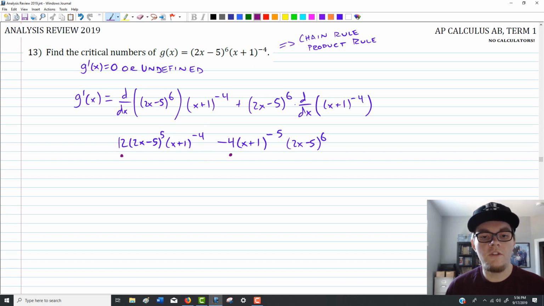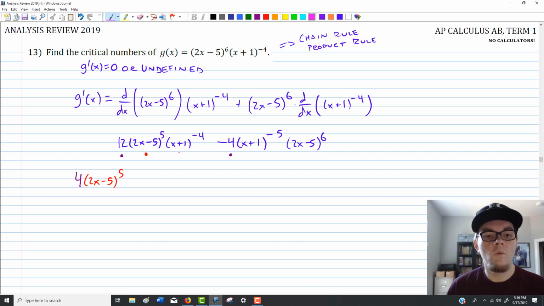So again, I'll go one piece at a time. I've got numeric GCFs of 12 and 4. That's going to pull out a GCF of 4. We've got GCFs for the (2x minus 5) family. The smaller power is 5. There are 5 of them and 6 of them. We pull out the smaller power, which is (2x minus 5) to the 5th.